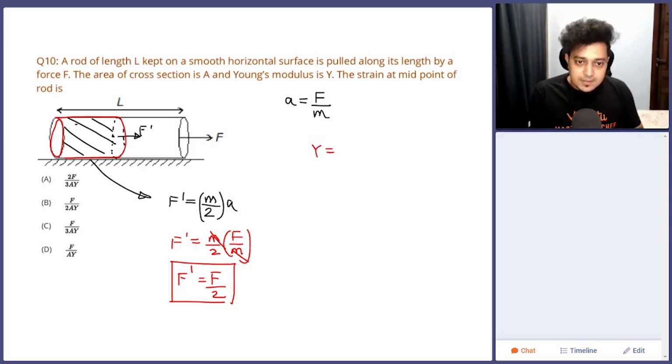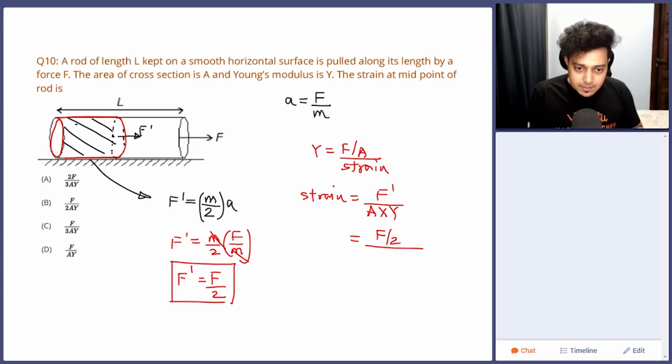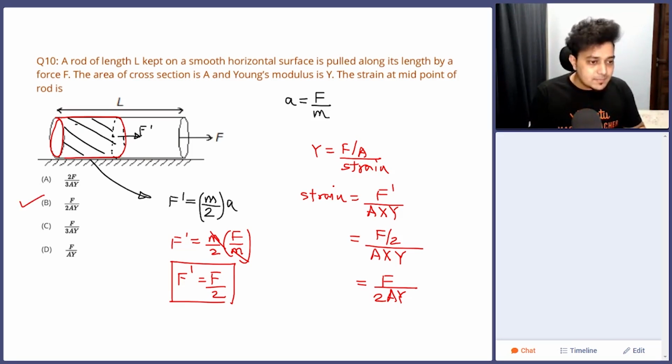Young's modulus formula says that it is applied force upon area, that is stress, divided by strain. Correct? So strain will be equal to force upon area, that is stress, divided by Y, Young's modulus, in the denominator. So what is the force here? In this case, the force is F dash. So F dash is F divided by 2. Area is A and Young's modulus is Y. So F upon 2AY, that will be the strain. So B is the answer.